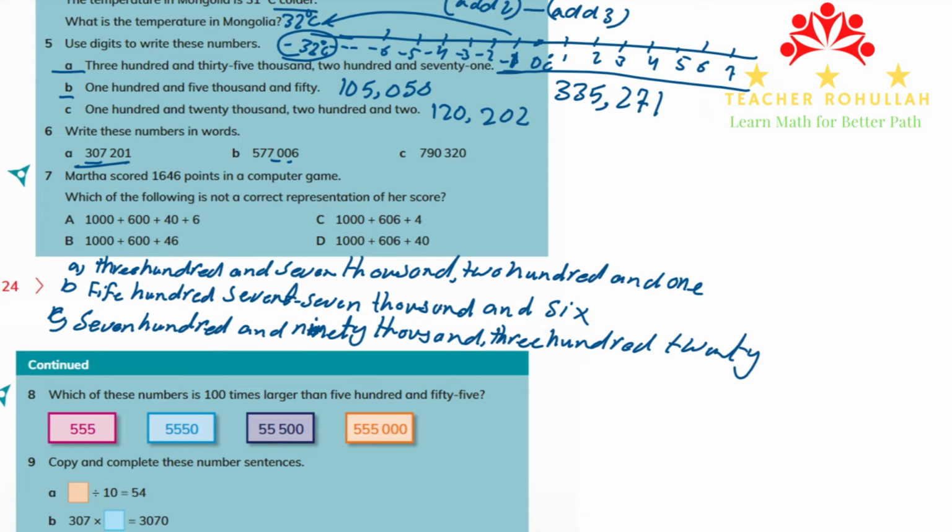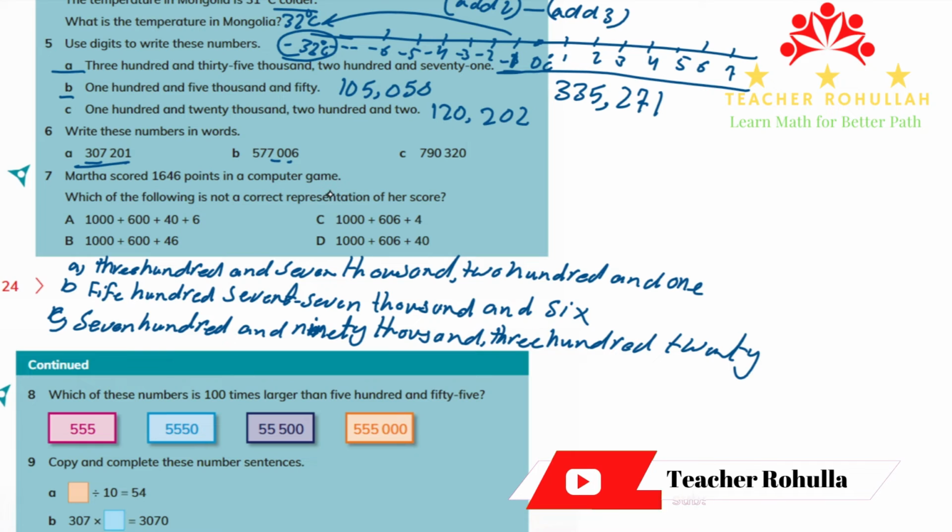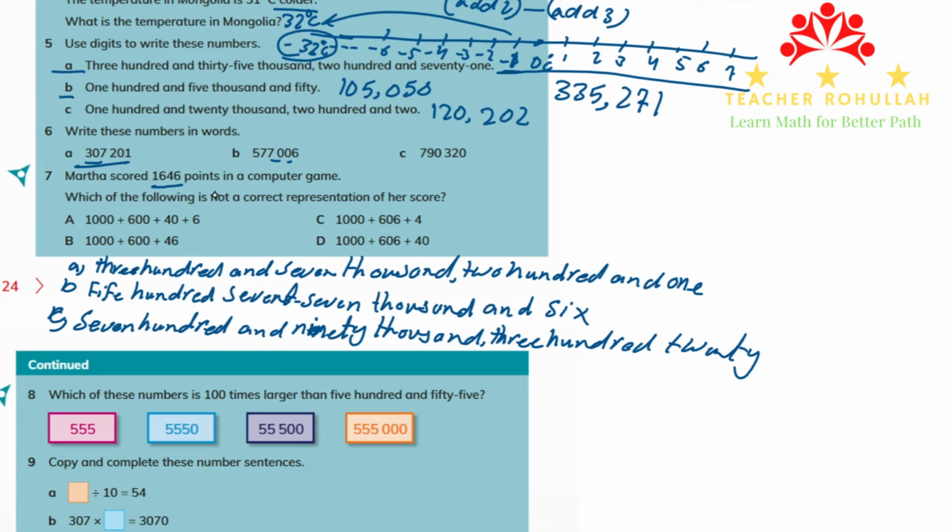Well, in question 7, it says, Martha scored 1,646 points in a computer game. Which of the following is not a correct representation of her score? The numbers which are given are in expanded form, or it is said in decomposed form. In this book, they say decomposed form, but we can say it expanded form as well.